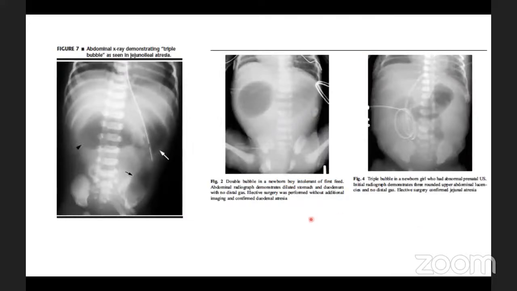These are just a few X-rays. You can see here is a triple bubble appearance. One bubble is this one, second and the third, which is consistent with jejunal atresia. This is a double bubble appearance for duodenal atresia. And this is also the triple bubble appearance, one of the X-rays for one baby.